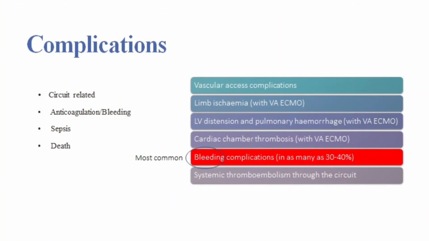Now let's talk about the complications of ECMO. So the most common complications of ECMO are bleeding and thromboembolism. The bleeding is the most common complication which occurs in 30 to 50% of the patients on ECMO and can be life-threatening. The systemic thromboembolism due to thrombus formation within the extracorporeal circuit is a complication which can be devastating, with one report suggesting the rates of pulmonary embolism as high as 16%. So you have to be very careful.